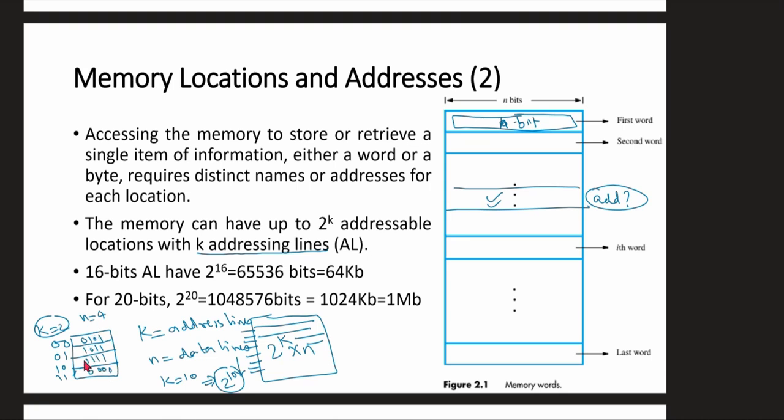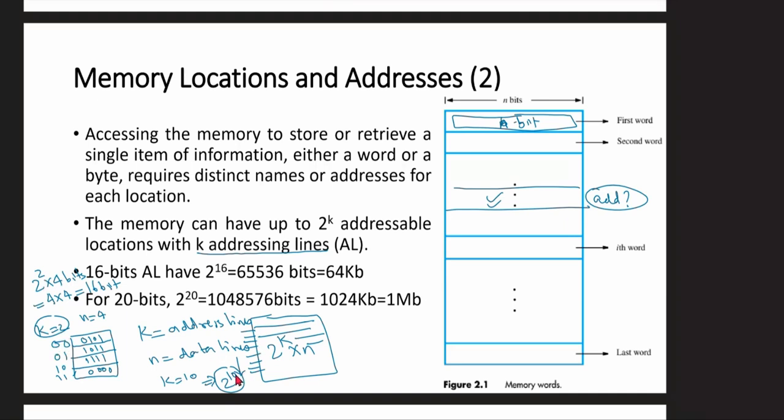So n will be the 4 bit, k will be 2 bit. So the memory size will be 2 to the power 2 cross 4 bits. Its meaning is 2 to the power 2 is 4, so 4 locations are there and each location is storing 4 bit. So total 16 bits is the information stored by this memory. And each memory location will have an address of 2 bits, because k was 2. So k is 2, so 2-bit address.